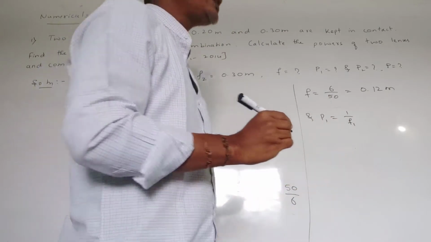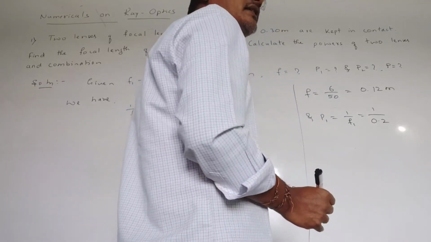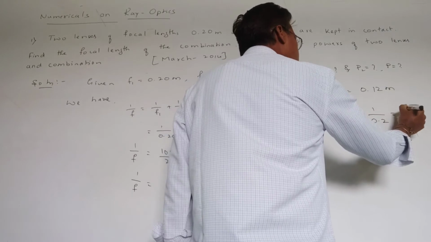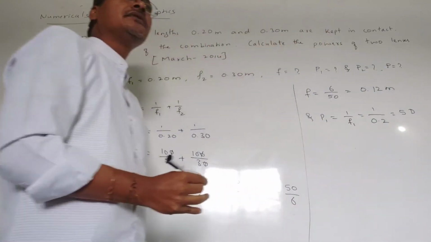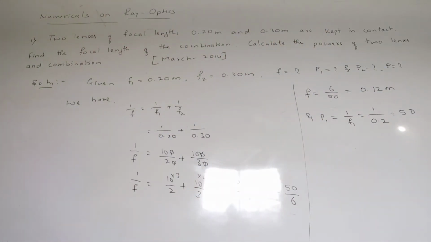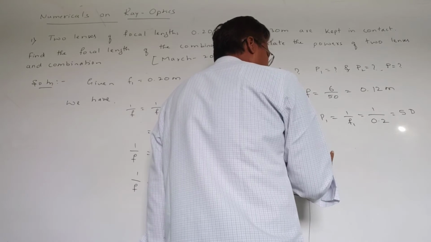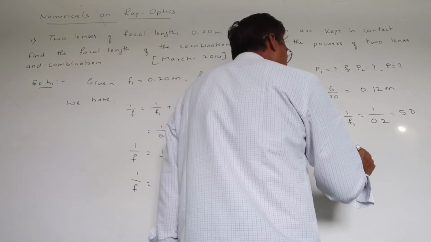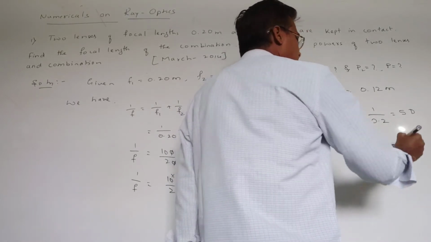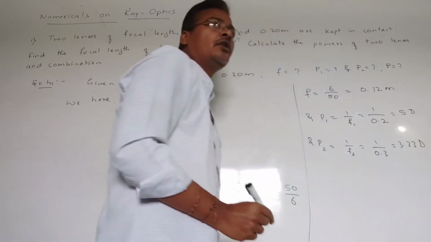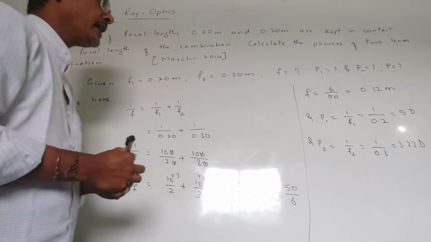Now P1 equal to 1 by f1, that is, power of the lens equals the reciprocal of the focal length. So P1 equal to 1 divided by 0.2, which is 10 by 2, that is 5 dioptre. Next, P2 equal to 1 by f2, that is 1 divided by 0.3, which is 10 by 3, that is 3.33 dioptre. Both are positive, there is no minus. If there was a minus, it would be different.